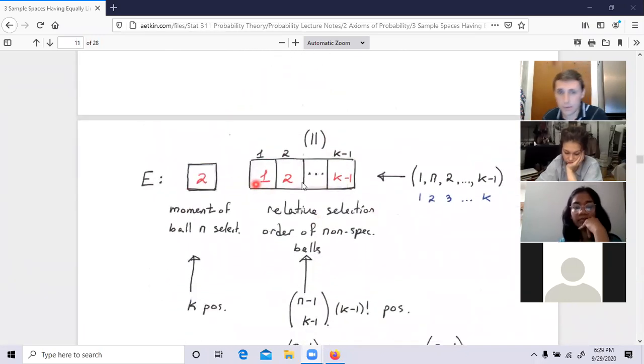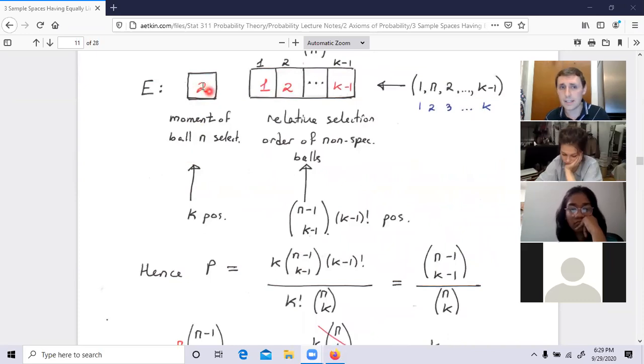But here I was very precise, right? I said exactly how I'm going to determine the counting. So here I say this is the moment in the sequence of size k where the special ball appeared. I put this moment, and here I put the relative sequence of the remaining balls. And together, this obviously will give me this information. So if I selected the k ball, there are k possibilities, correct? It's either first or second or third. There are k possibilities for that.